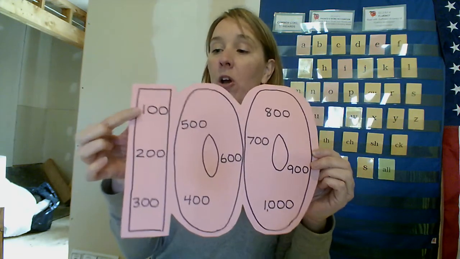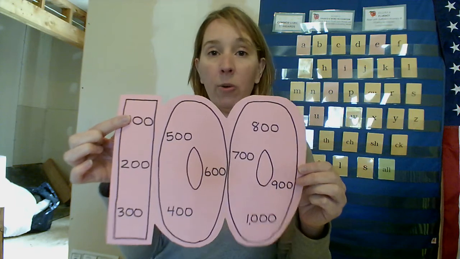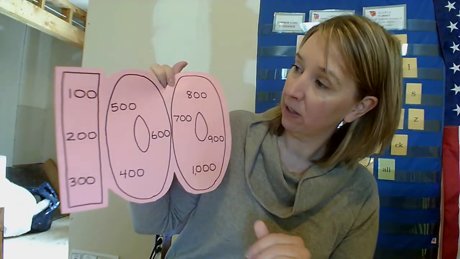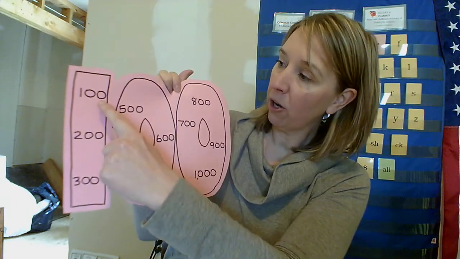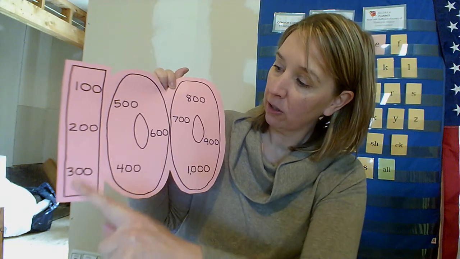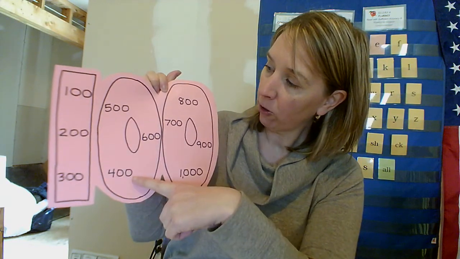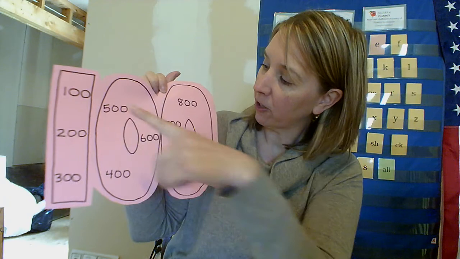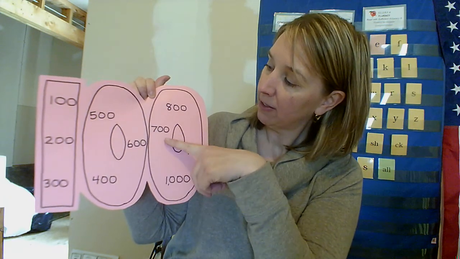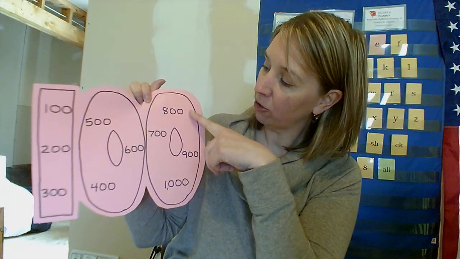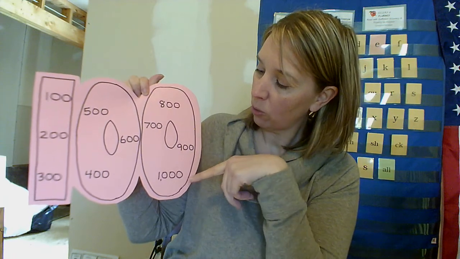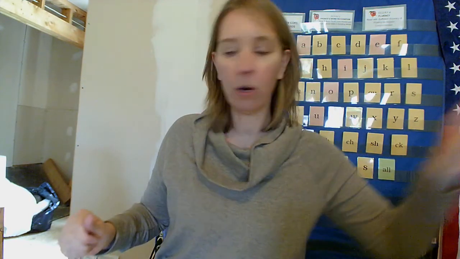We're going to start at 100 and we're going to go all the way up to 1,000. 100, 200, 300, 400, 500, 600, 700, 800, 900, 1,000. Okay, are you all warmed up?